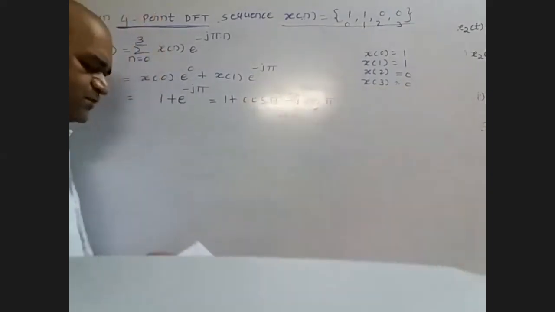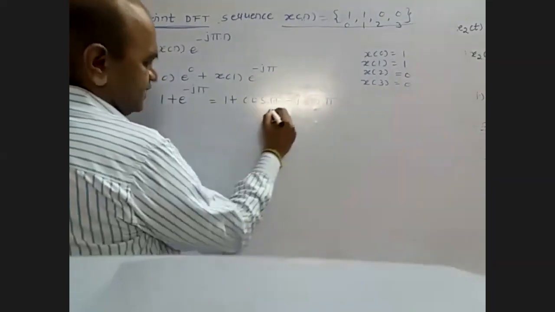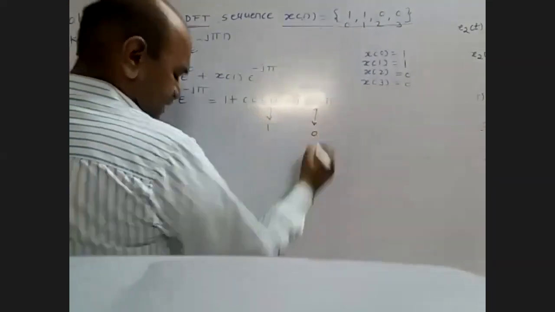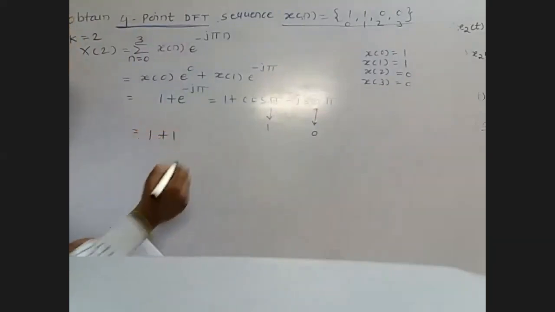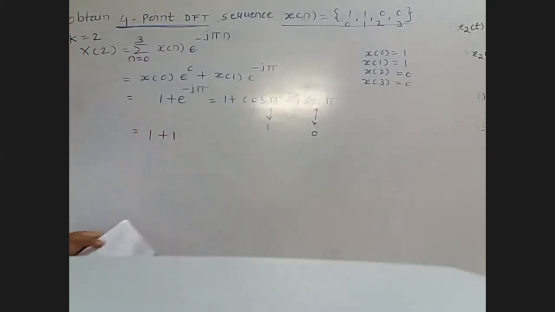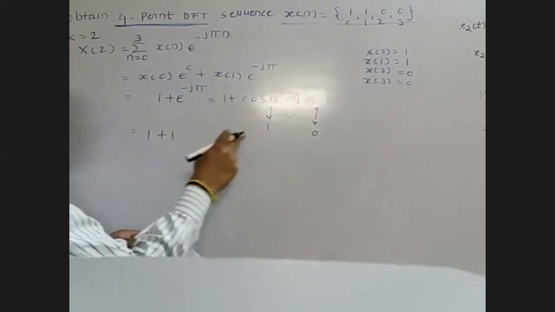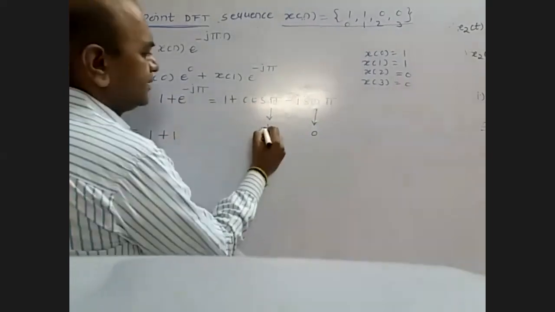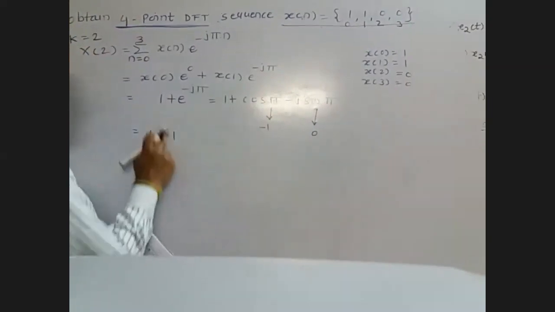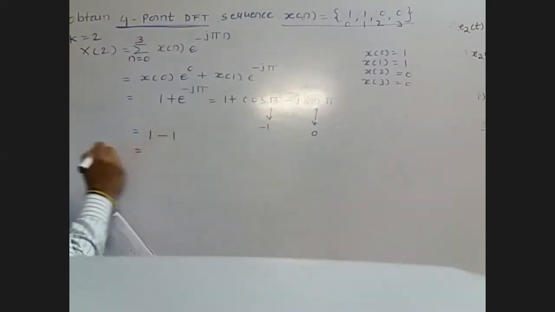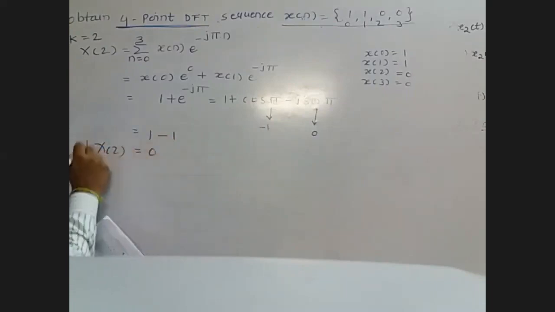Now what is cos pi? Cos 180 is nothing but minus 1, sine 180 is nothing but 0. Okay, so I write here 1 plus... no, I hope it is minus 1. Okay, so that's why cos pi is equal to minus 1. So that's why this minus term will be here and you will get x of 2 is nothing but 0.